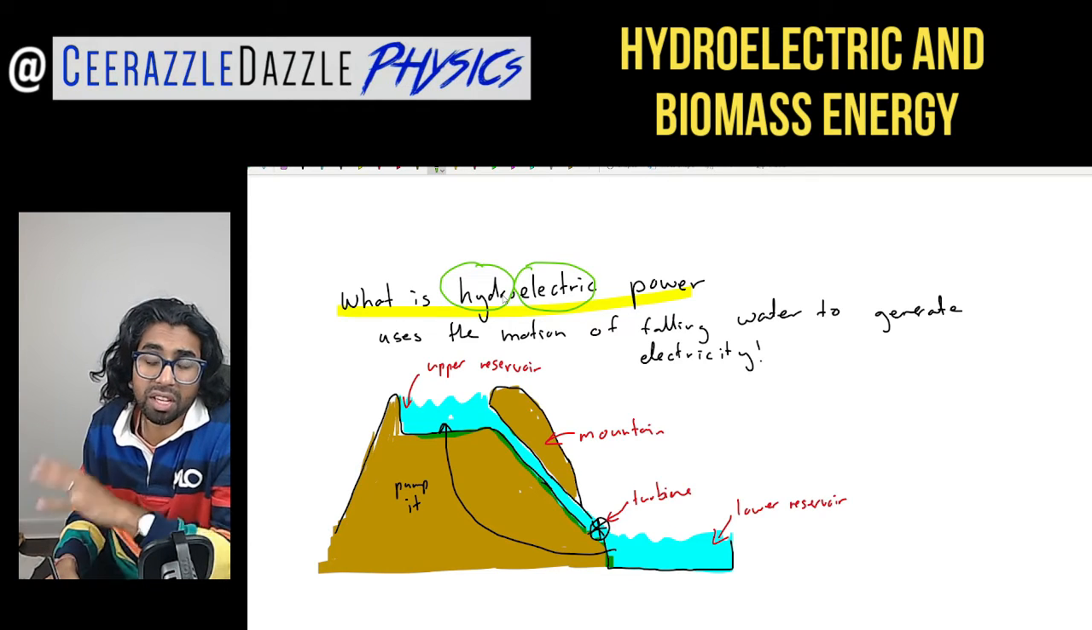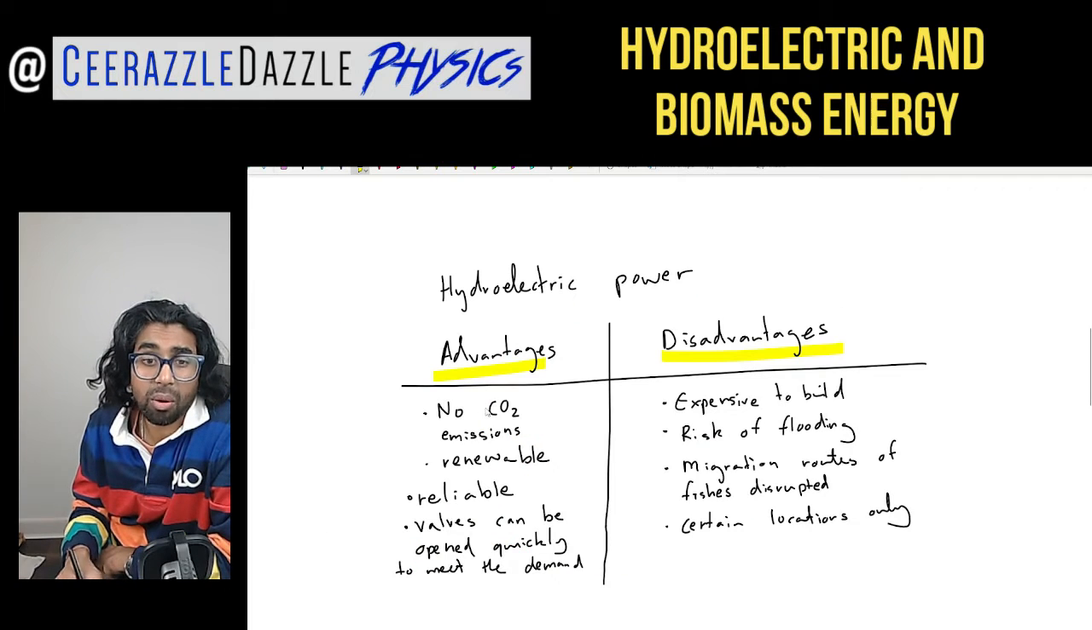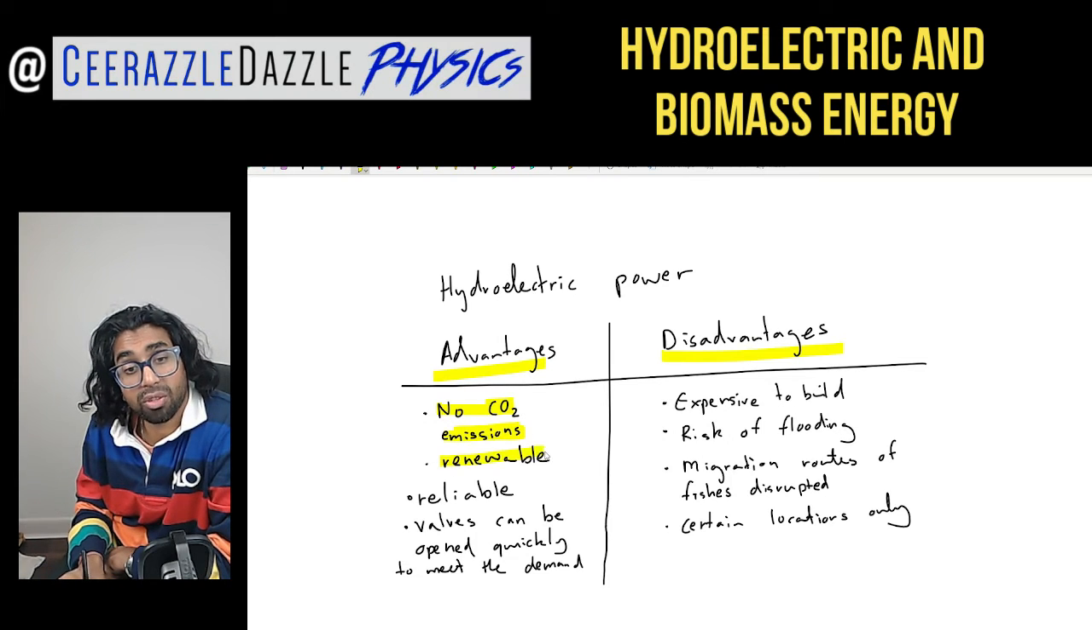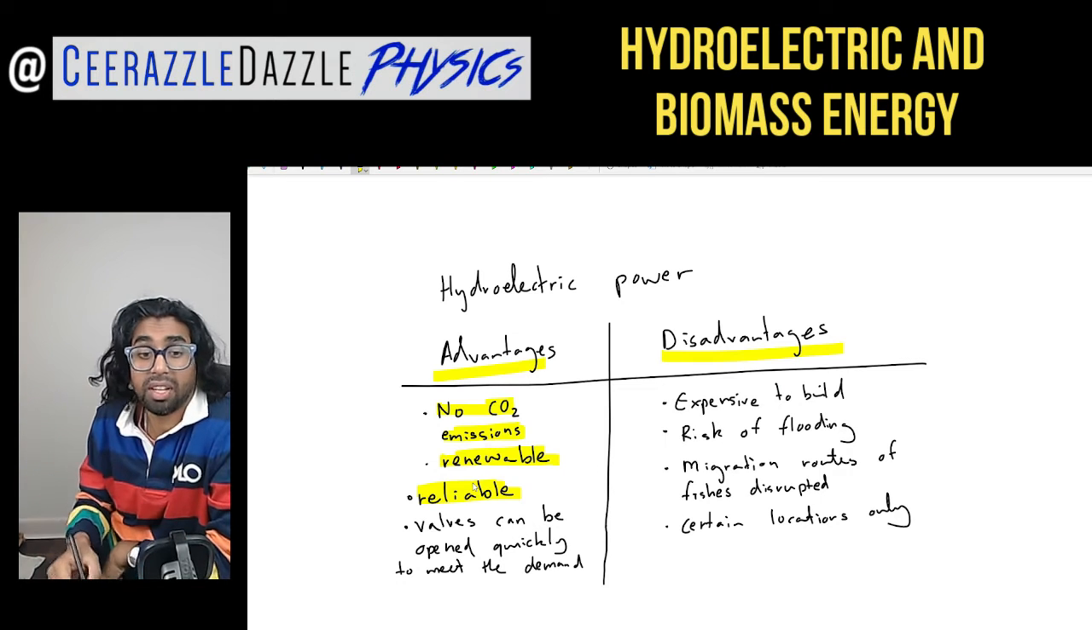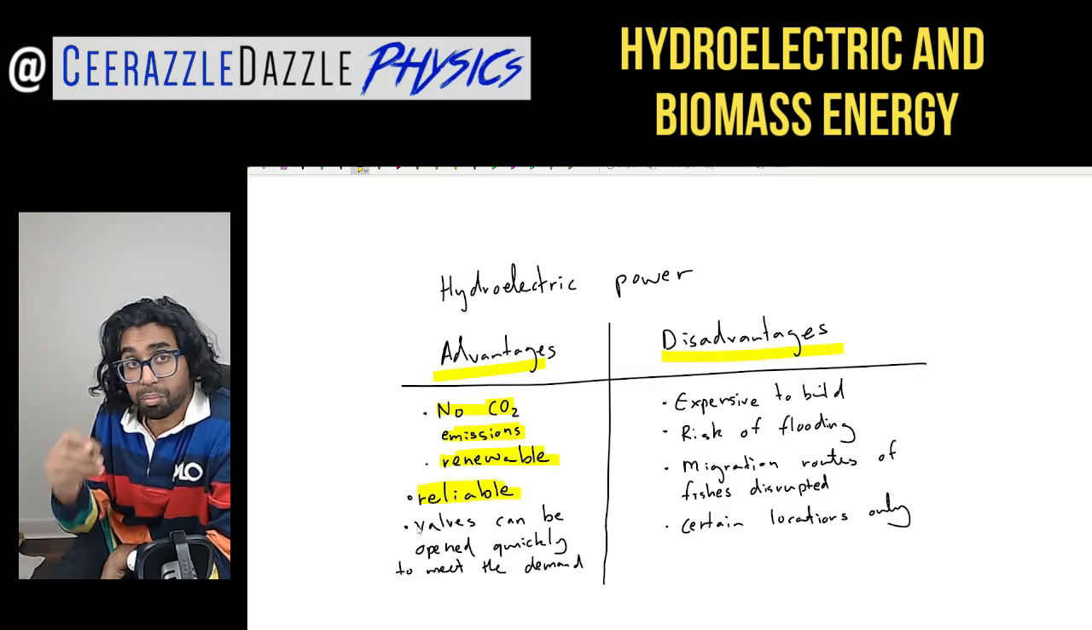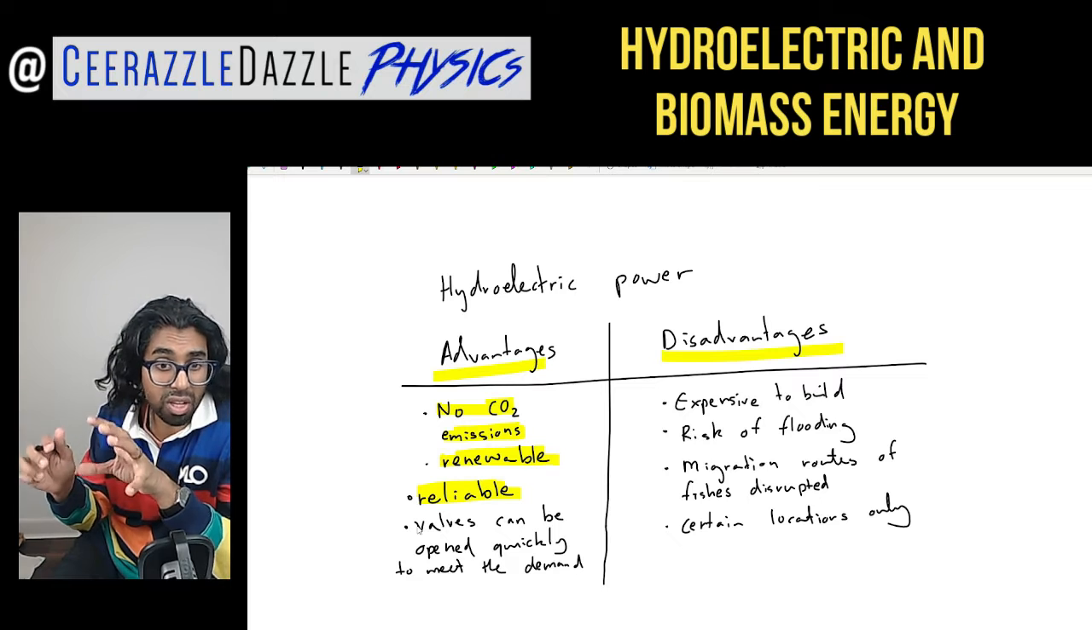Okay, so what about the advantages and disadvantages of hydroelectric power? Let's look at them. Hydroelectric power, the advantages. Number one, there are no CO2 emissions, guys, in this process. Number two, it's also renewable. Yes, it can be used again and again and will not run out. It's also reliable because you know the water is going to collect in the upper reservoir. And guys, the valves at the bottom can be opened and closed to meet the demand.